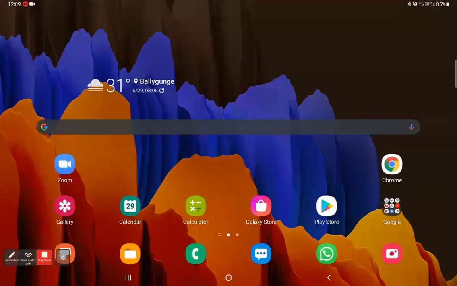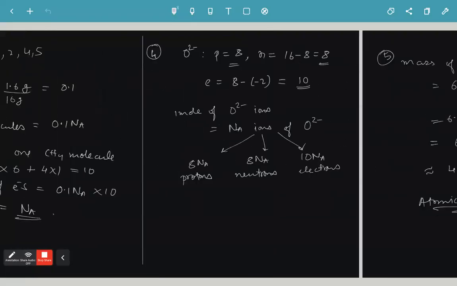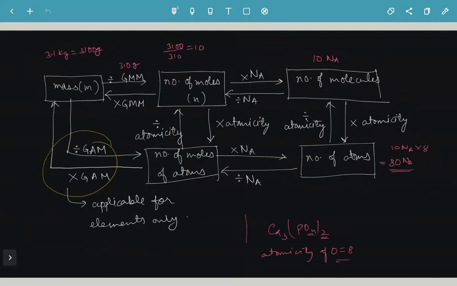So let us continue. We didn't do much in the last lecture. But let me continue from the last lecture. We were doing the mole mass relation. We have done the mole mass relation. We have done the mole number relation. In the last lecture, we did this chart. We were doing some questions based on this chart.